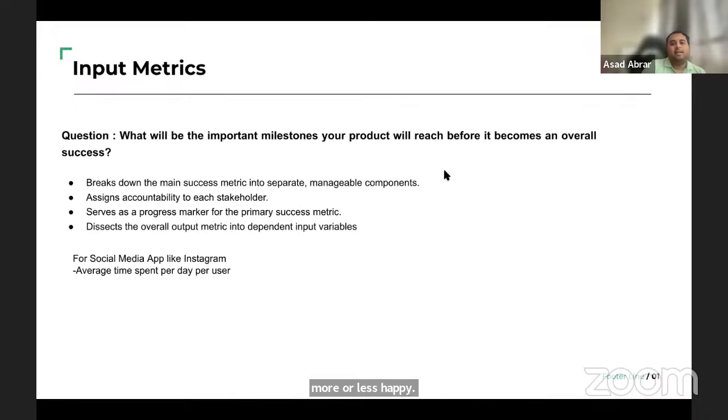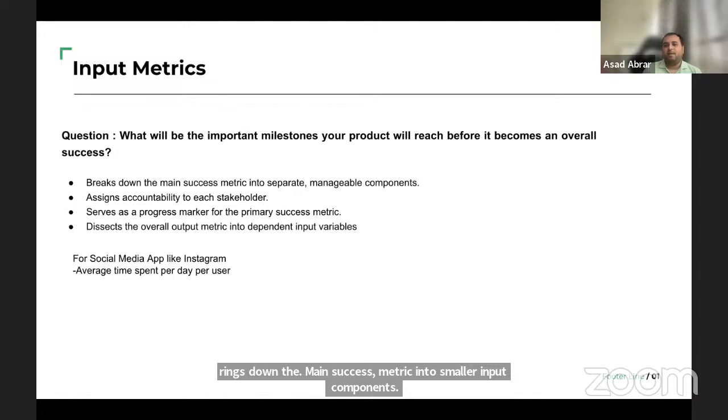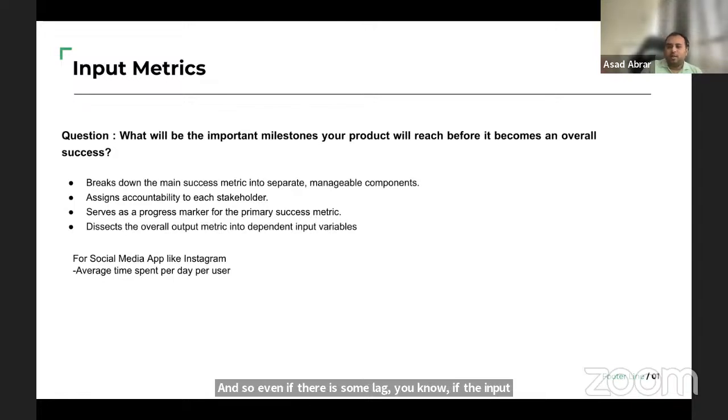Now, the next aspect is input metrics. Suppose you look at what are some of the input metrics that are very important, which say, hey, our users are moving in the right direction. So it breaks down the main success metric into smaller input components. Even if there is some lag, if the input metric is working fine, then typically that means this is on the right track.